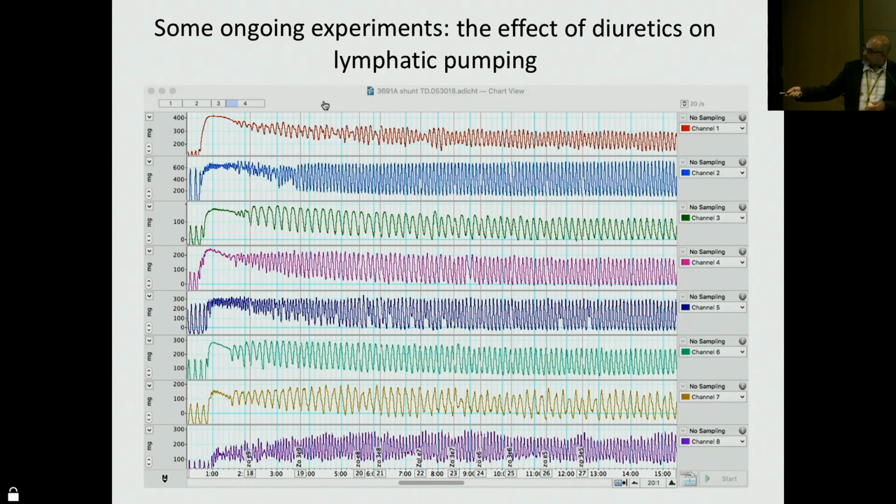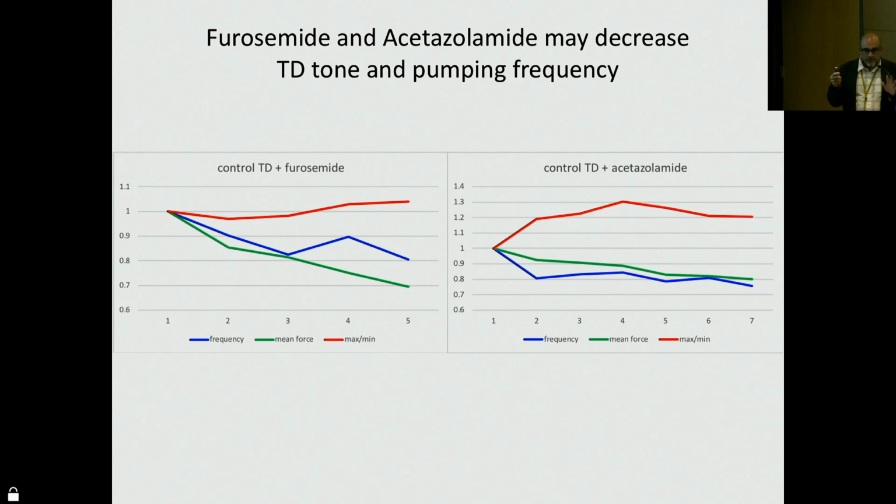And in this case, in response to increasing doses of acetazolamide. So here we've asked acetazolamide, we've tried furosemide as well, and this graph just summarizes the first set of experiments that we've done for that. Again, Lasix is on the left and Diamox is on the right. The frequency of pumping is in blue. The mean force or the tension that those rings are generating is in green, and then the pulse pressure or the min-max amplitude is in red.